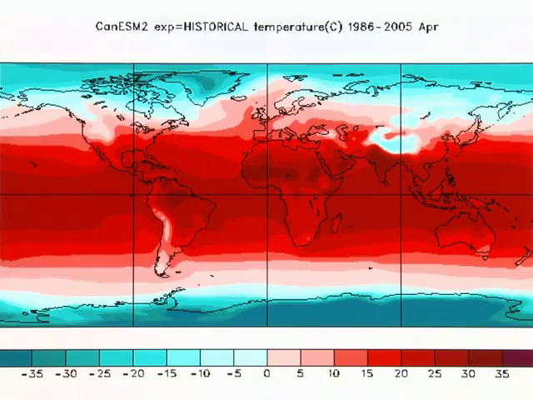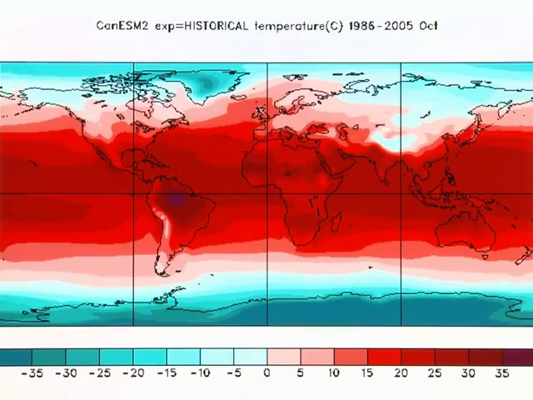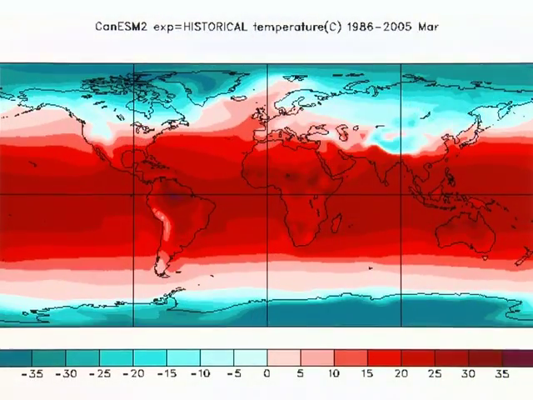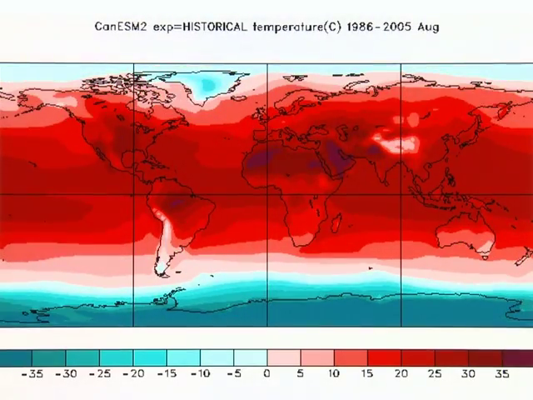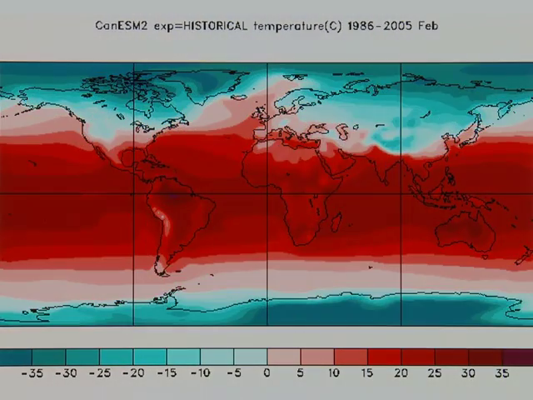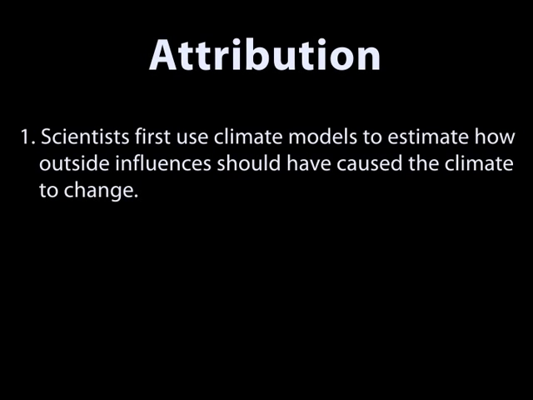Models are used to understand the causes of past climate change and to project future climate change. Since the causes of observed changes are not always readily apparent, climatologists use a process called attribution to determine the likely causes of observed climate change. In this process, they first use their climate models to estimate how outside influences such as greenhouse gas increases since the Industrial Revolution should have caused the climate to change.